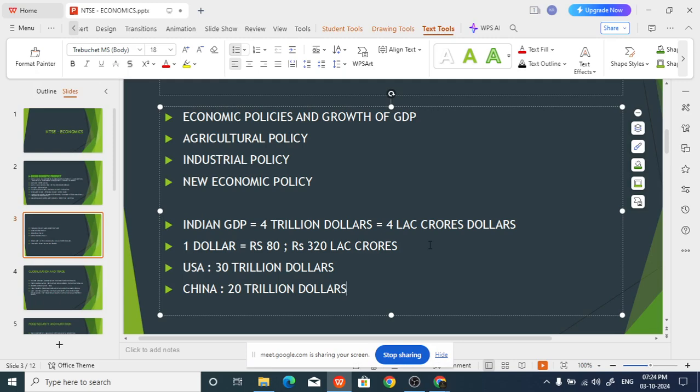Okay, all of you listen. Indian GDP is $4 trillion. US GDP is $30 trillion. China's GDP is $20 trillion. Next is Germany, I think, at only about $7 or $8 trillion. There's some other country I forgot, I think Japan. Japan is about $4.5 trillion and Indian GDP is $4 trillion.